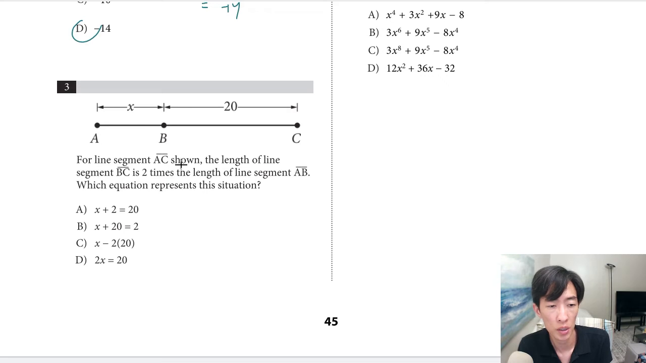Question 3, the length of line segment BC is 2 times the length of line segment AB. Which equation represents the situation? So before we look at it, just translating, BC equals 2 times AB. And so if we're translating that based on the information, then BC we know is 20, equals 2 times AB, which is x, and that gets us to choice D.